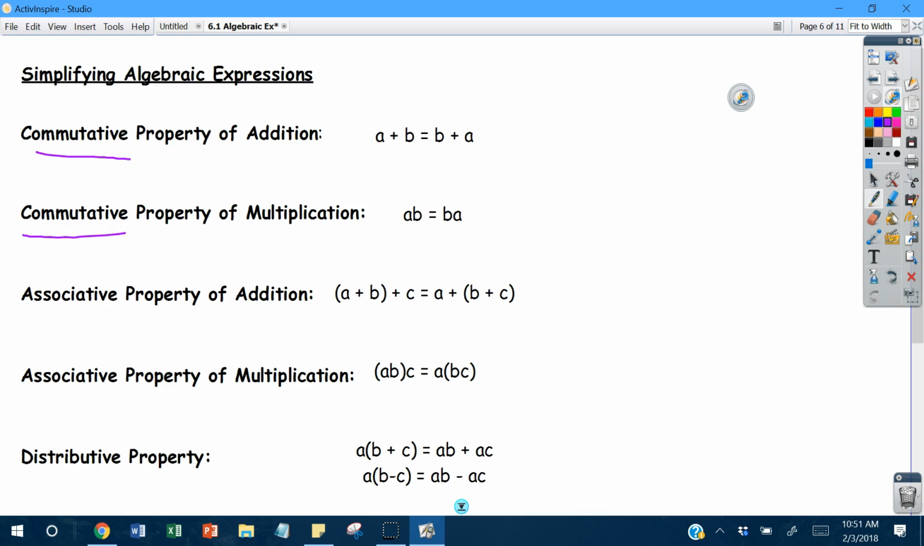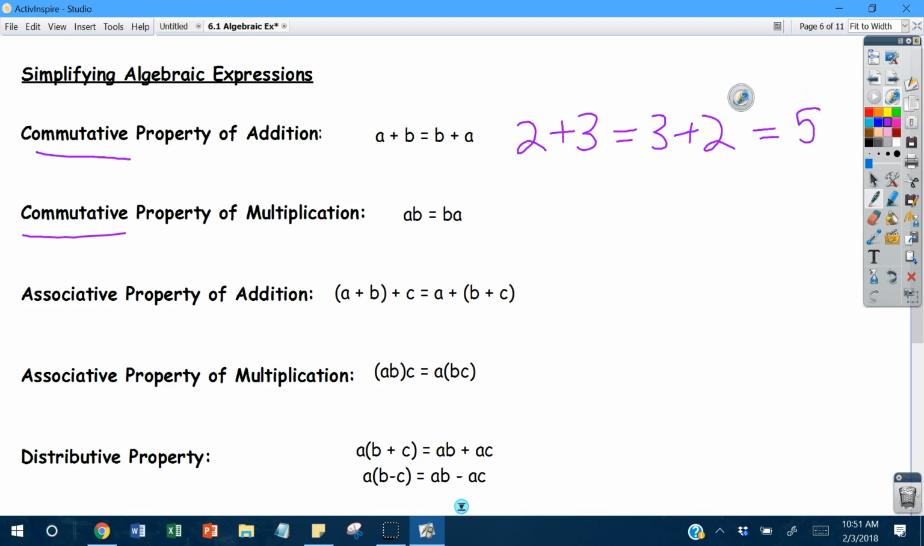One's for addition, one's for multiplication. Commutative property just means that you can switch the order of your two numbers or your two variables, and they end up meaning the same thing. So here we have a plus b equals b plus a. You can think of this as if I do 2 plus 3, that's the same thing as 3 plus 2. So that's a property we're kind of used to. You can switch the order of addition. It doesn't matter. Both of those are equal to 5.